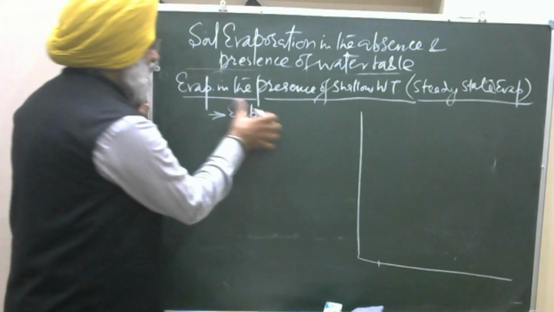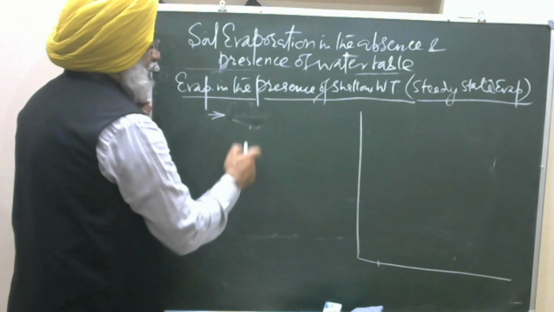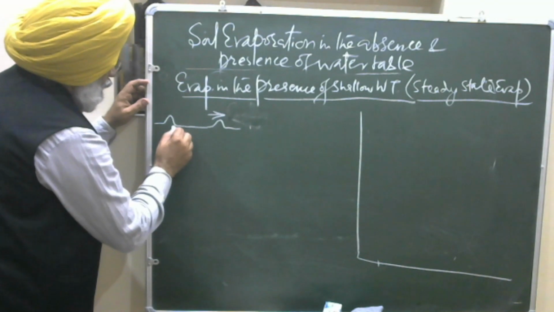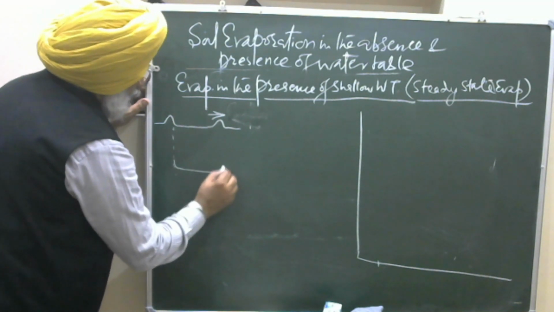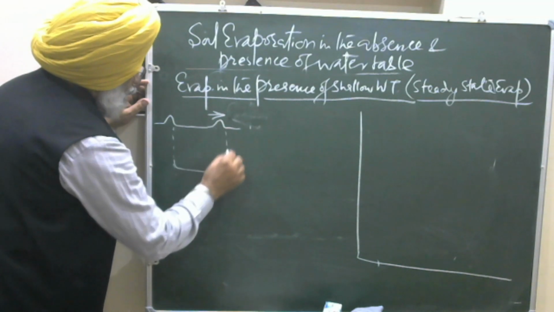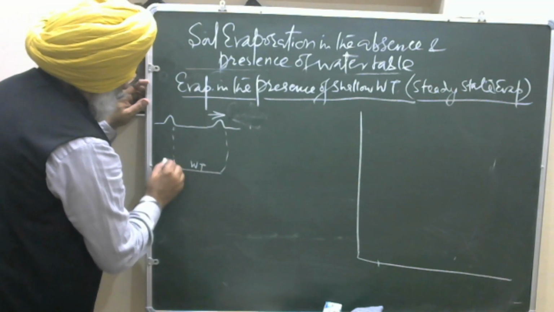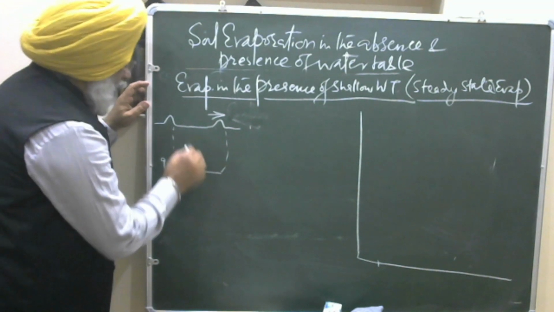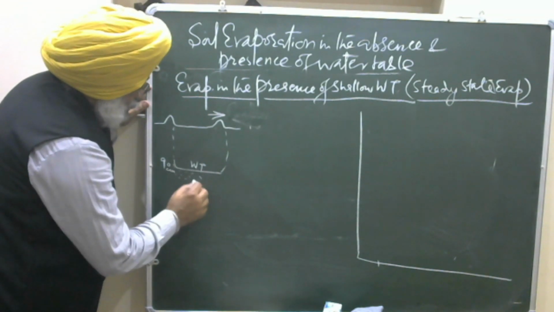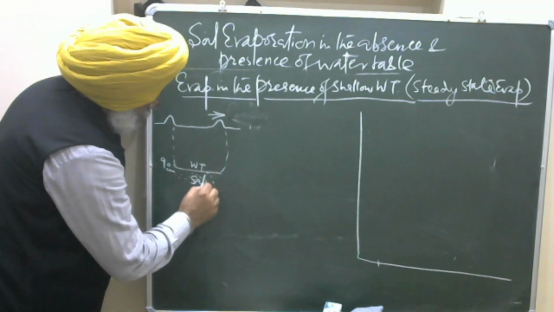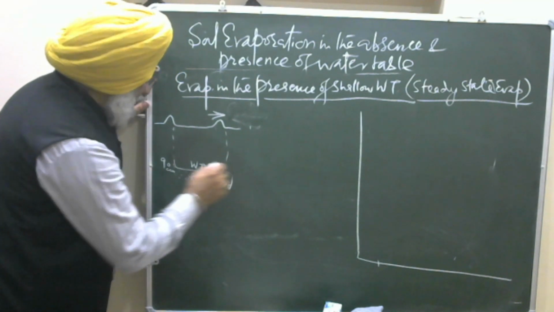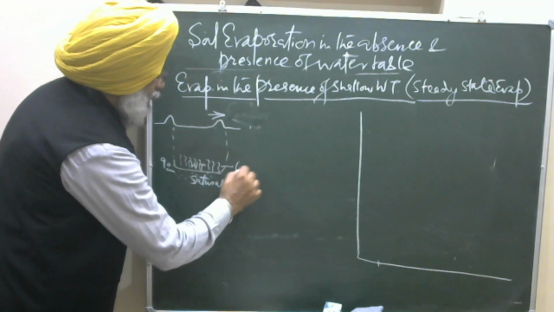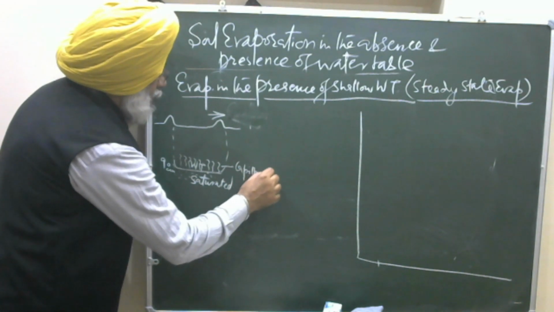Now here the water has to move in the profile. I should say, if this is your profile and this is, say, the water table at 90 centimeter depth. At a shallow depth you have a water table. Now below this water table, the soil is saturated. So this is saturated soil. And above the water table there is a capillary fringe. This is called the capillary fringe.